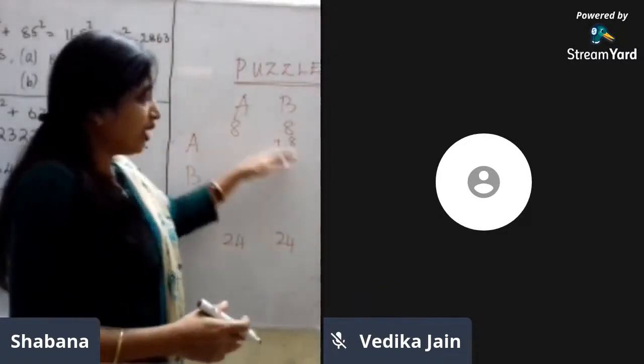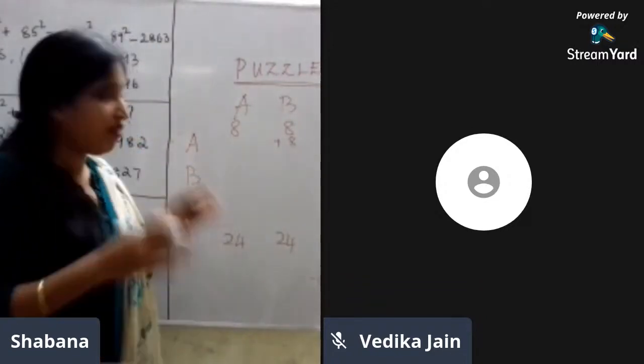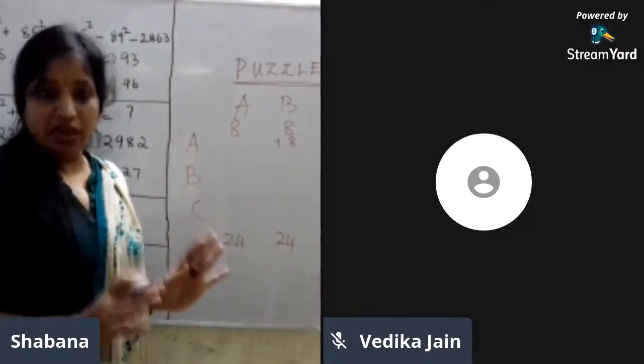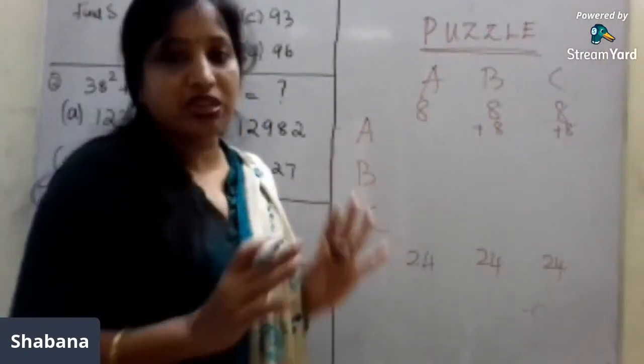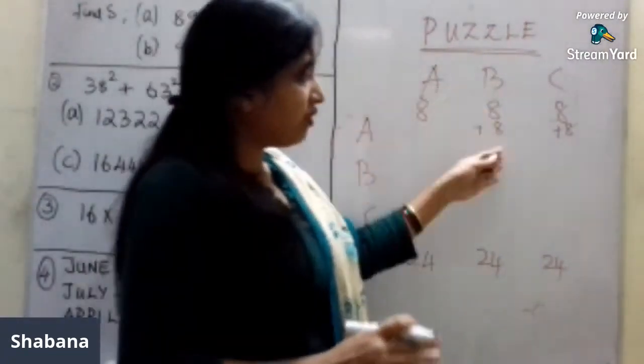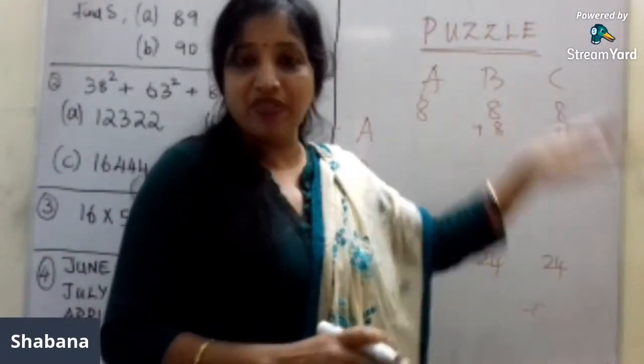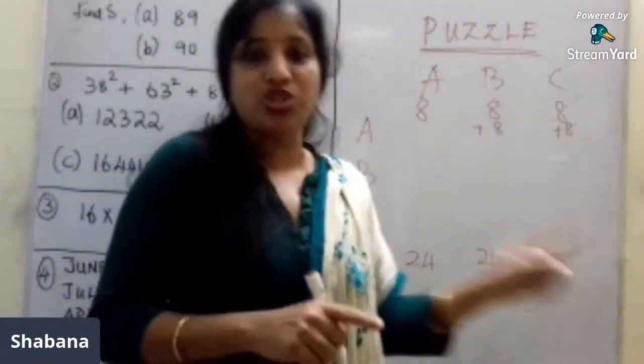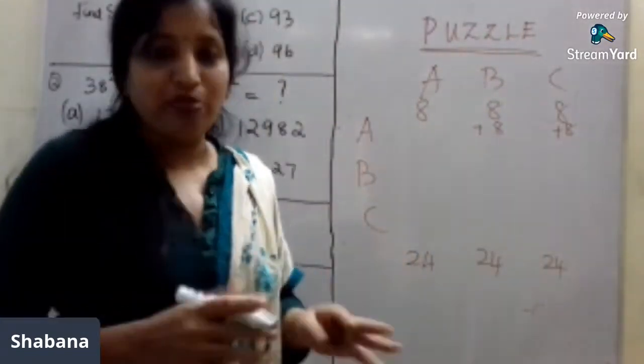Okay, so if A is going to give 16 tractors to B and C, definitely A must be having more than 8, at least more than 16 in number. A must have had more than 16 tractors with him. Only then could it have given 8 tractors to B and another 8 tractors to C. So that's why I said the number of tractors in the initial stage may not be the same.